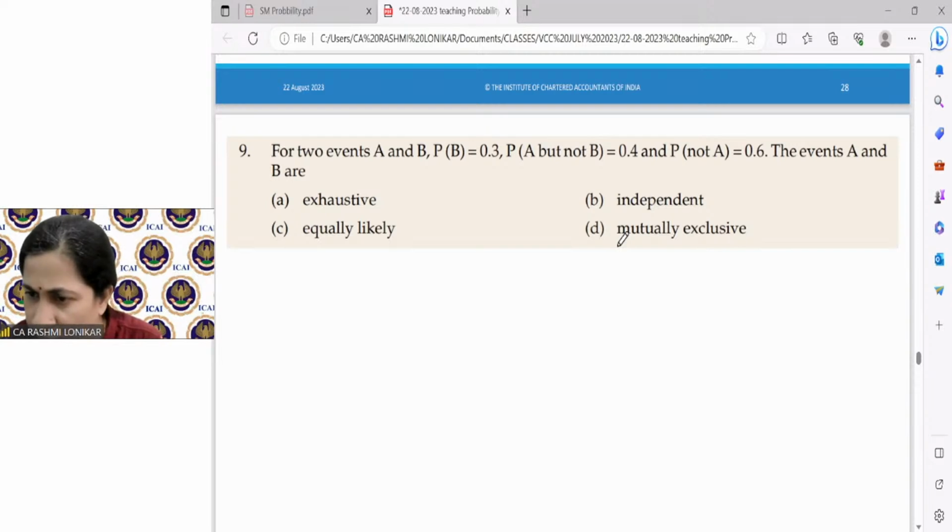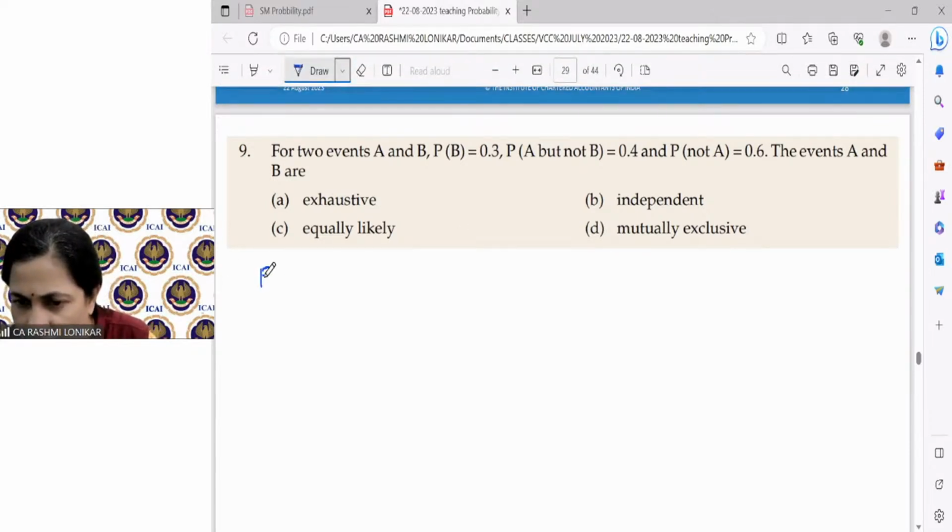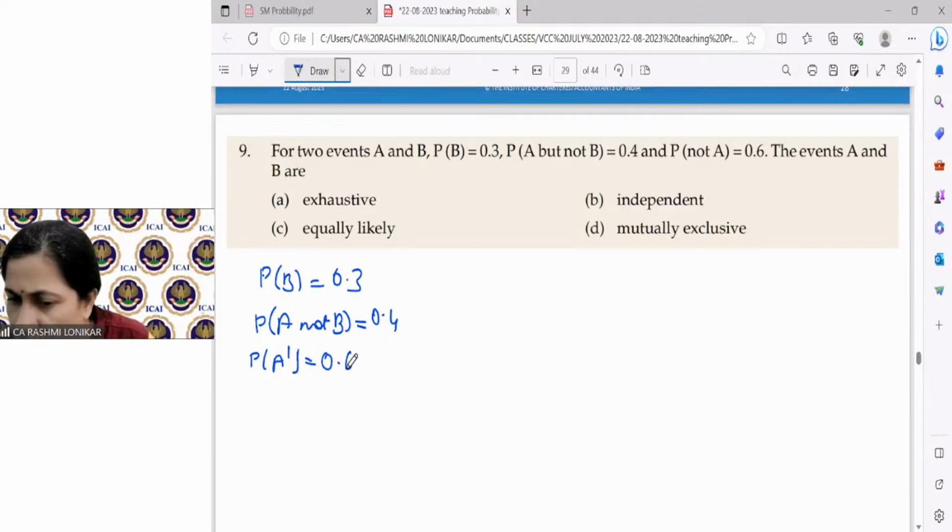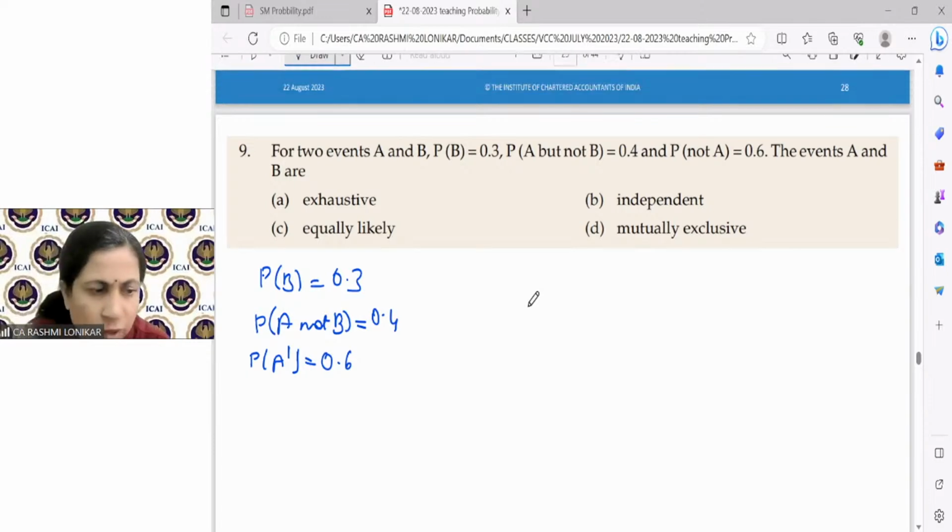P of B is 0.3, P of A but not B is 0.4, and P of not A is 0.6. Let me just take this. P of B is equal to 0.3. P of A not B is 0.4, and P of not A, that is A dash, is equal to 0.6. So what are we asked to find out?